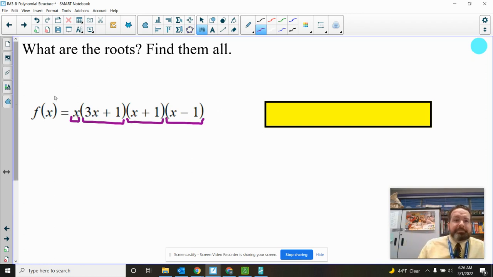Back to the task at hand. What you then do is you take each of these factors on their own and set them equal to 0.